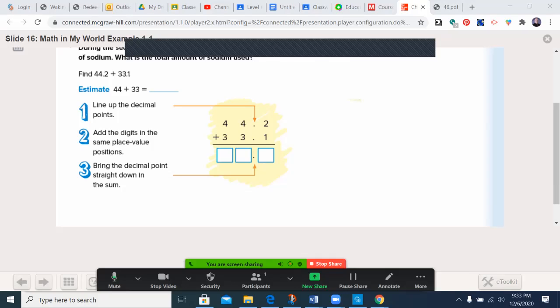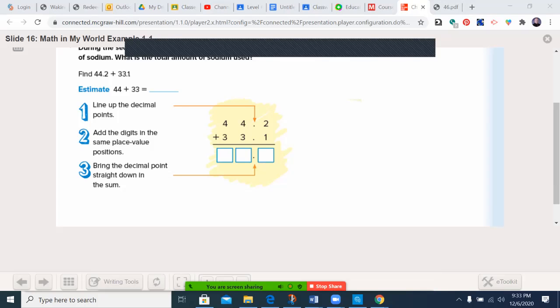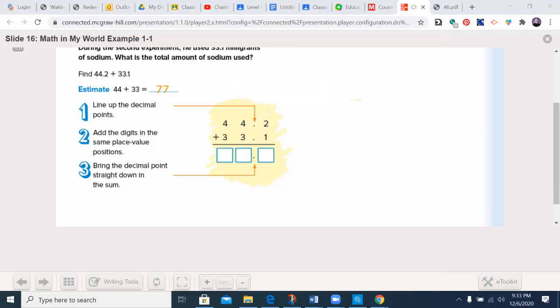Let's get my annotation tool. I'll use the text so it'll be neater. I can estimate 44 plus 33 is 77. Our answer should be in that neighborhood. Now they line up the decimal points. That's step 1, period. And then I add the digits in the same place value positions. If that's like Mr. Ireland, is that different? No, it's the same thing you do with adding without decimal points. We just now have a decimal point in here.